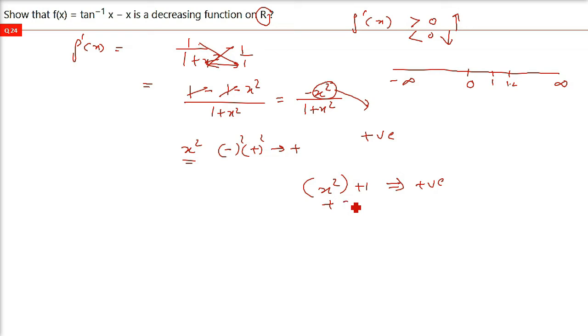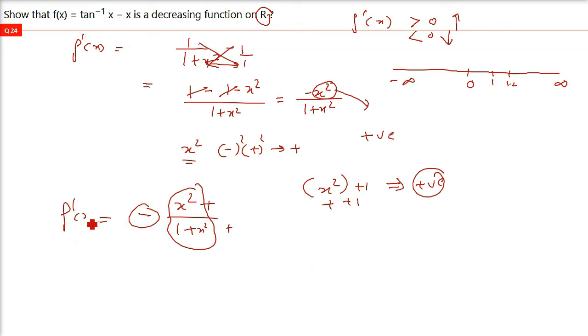So x square is positive, 1 plus x square is positive, the whole numerator and denominator is positive, but you have a negative outside, so it will always be negative. That is f dash x. Since this becomes negative in any case, it is less than 0, and when f dash x is less than 0, as I told you in the beginning of this question, it is a decreasing function on R.